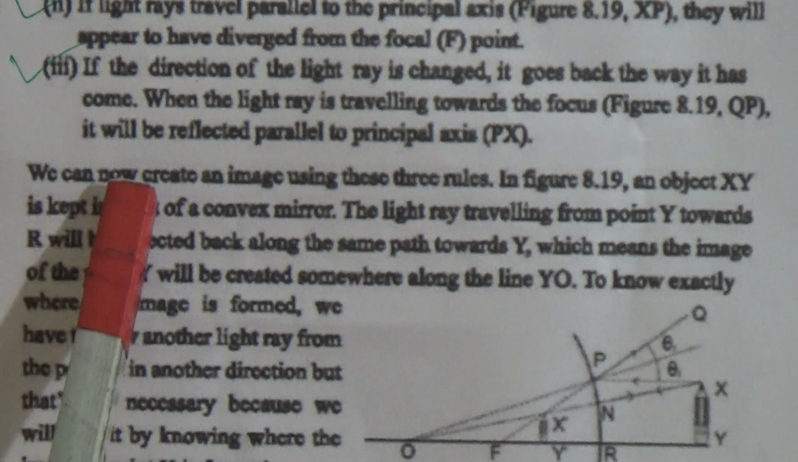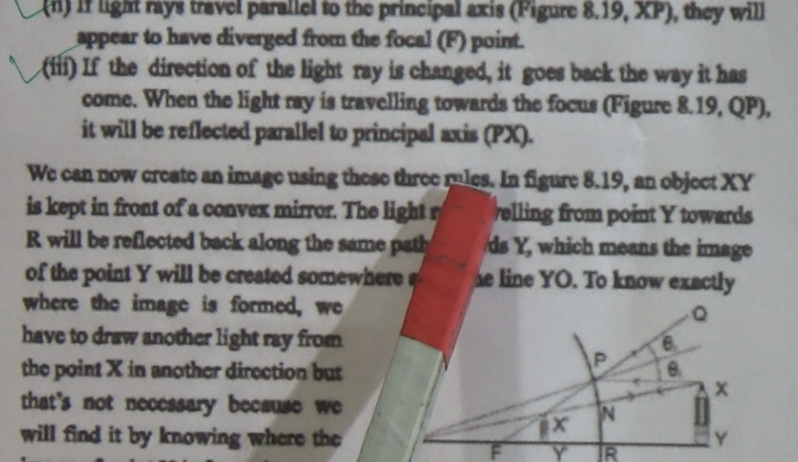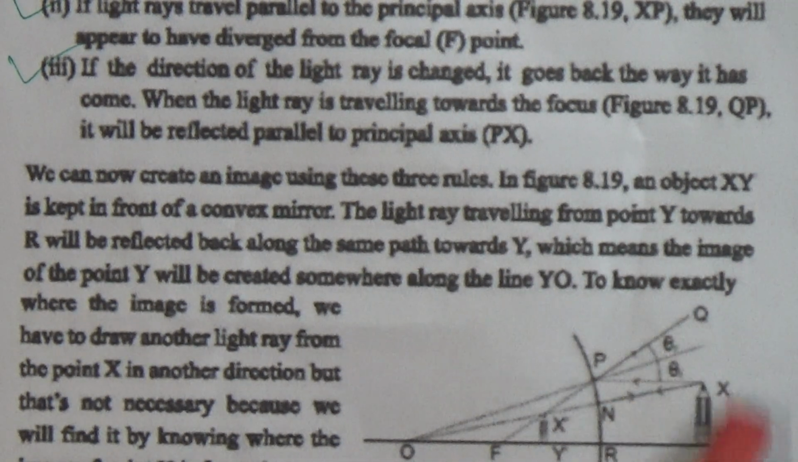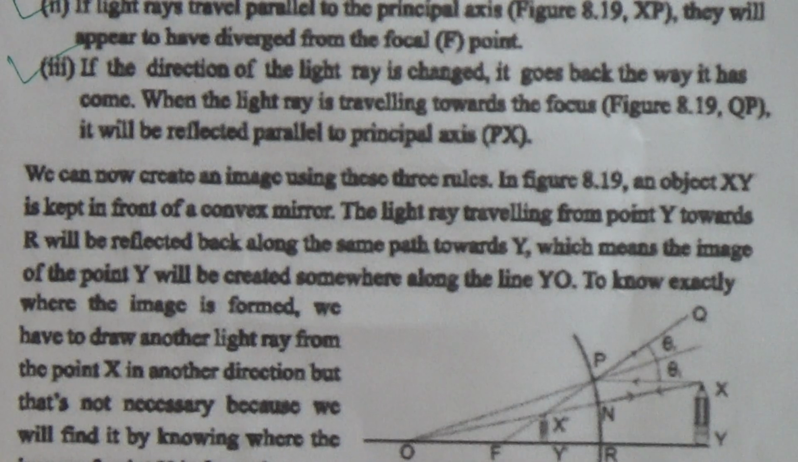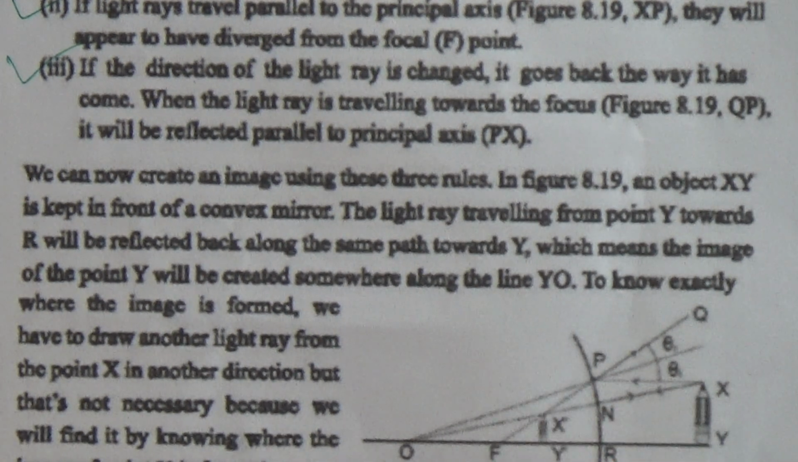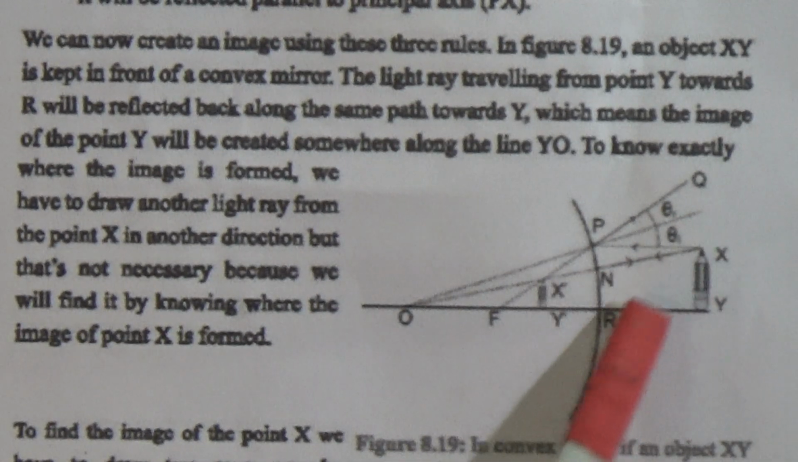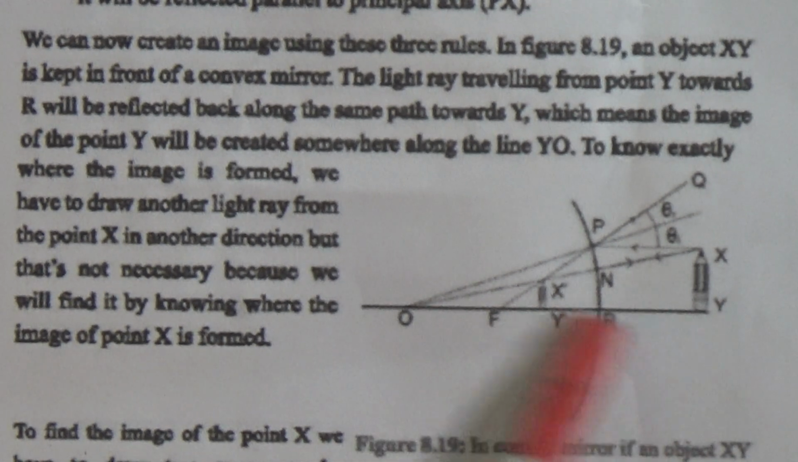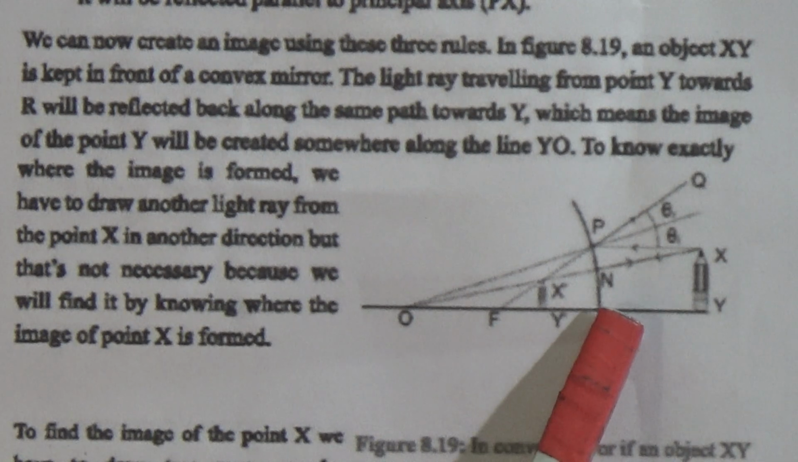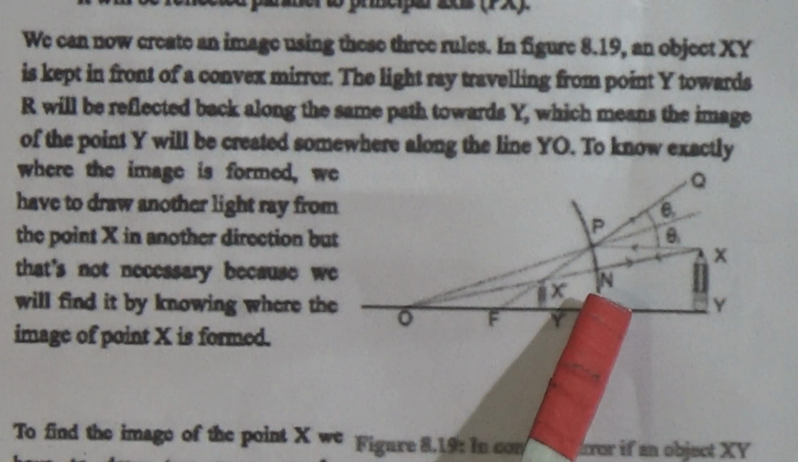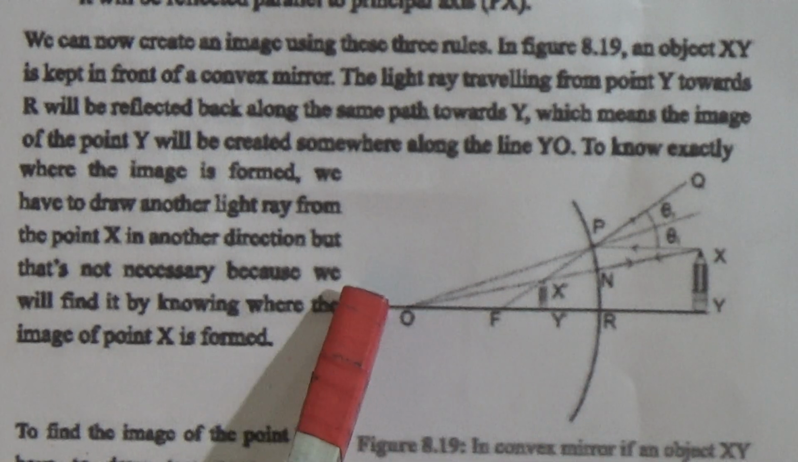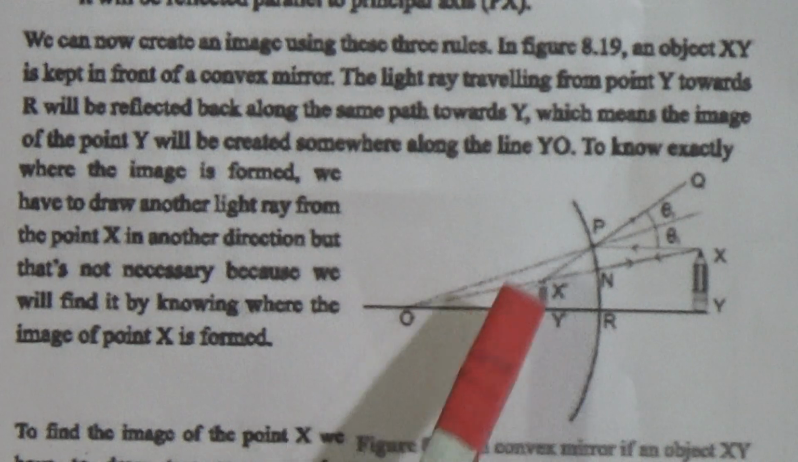We can now create an image using these 3 rules. In this figure, an object XY is kept in front of a convex mirror. This one is a convex mirror, and XY is the object. The light ray traveling from point Y towards R will be reflected back along the same path towards Y, which means the image of point Y will be created somewhere along the line YO.